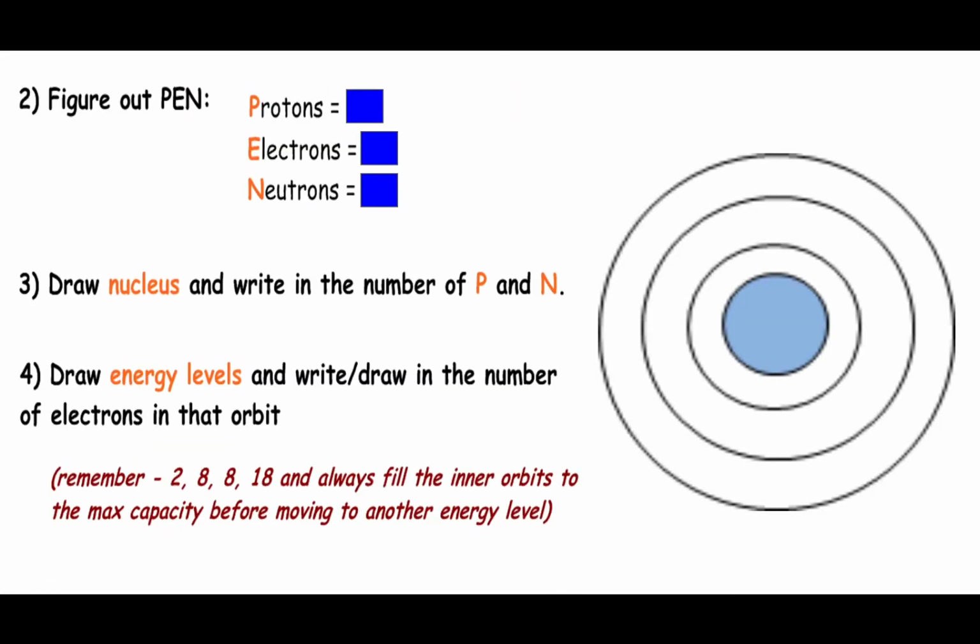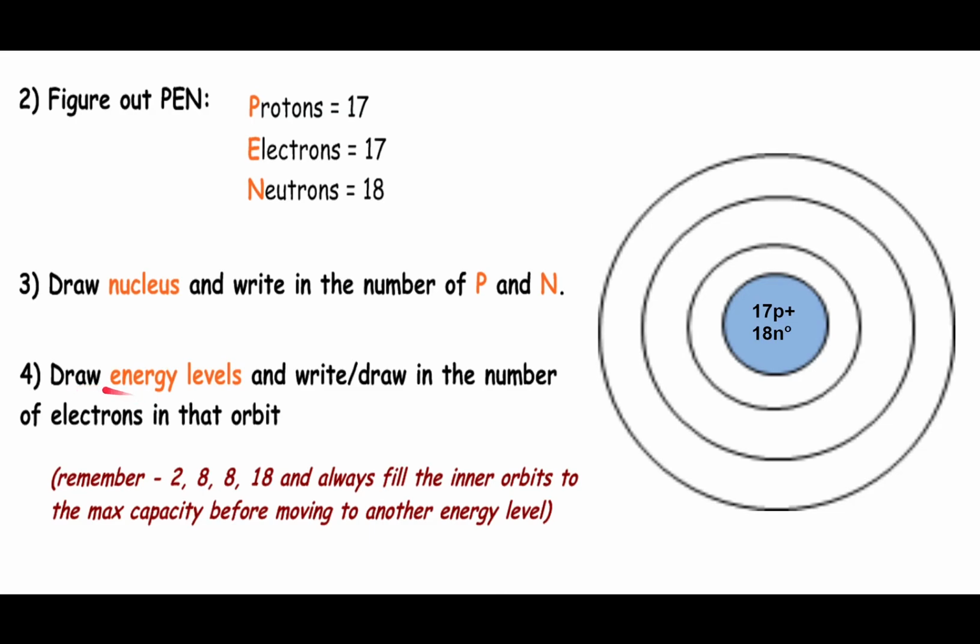So protons is your atomic number, so that's 17. Electrons is the same as your atomic number, so that's also 17. And then neutrons is your mass, subtract your atomic number. So then 35 minus 17 leaves us with 18 neutrons. Okay, so now the next step is we need to draw the nucleus and write in the number of protons and neutrons. So now here we have 17 protons, 18 neutrons.